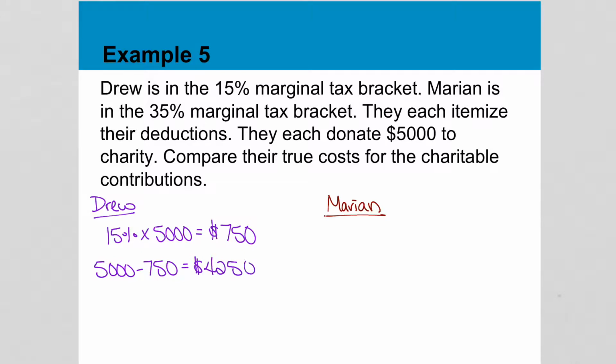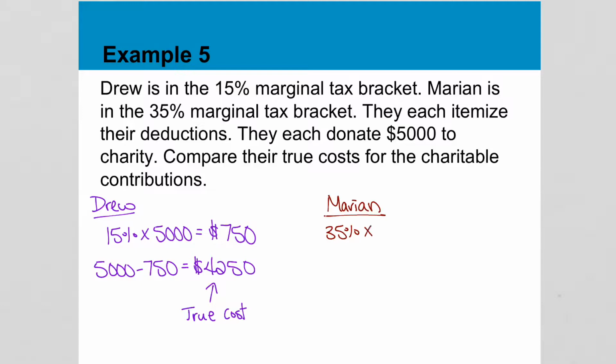So $750 is taken off their taxes, and so the true cost is $4,050. So they paid out $5,000, but they're getting back $750 of it. So they're really only paying, in the long run, $4,250.